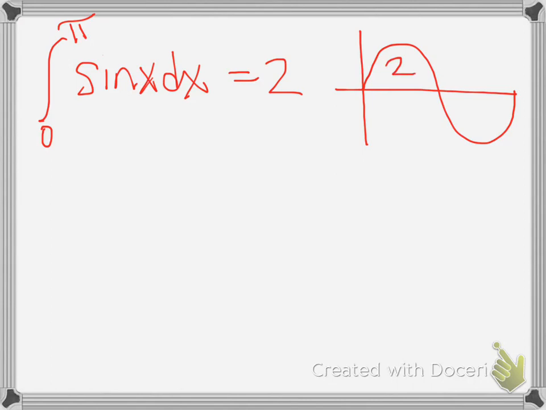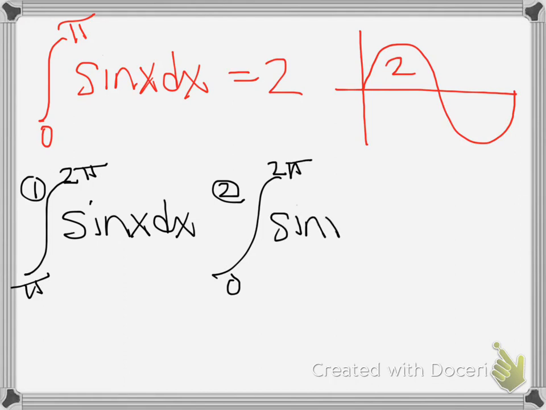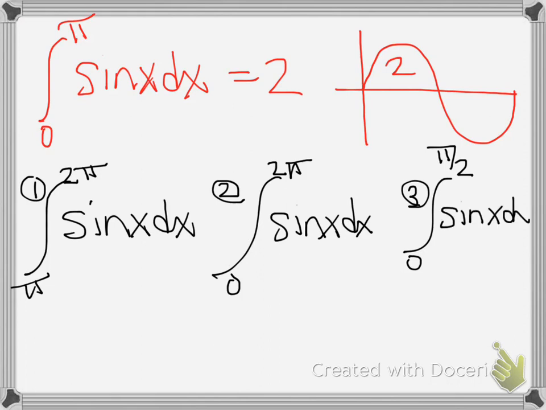So I'm giving you that. That's your given. I want you to now tell me, all right, then what is the integral from pi to 2 pi of sine x dx? And what is 0 to 2 pi of sine x dx? And we'll try to squeeze a third one in here, from 0 to pi over 2 of sine x dx. So take a second, try these 3 problems, come back, and then we'll talk about them.